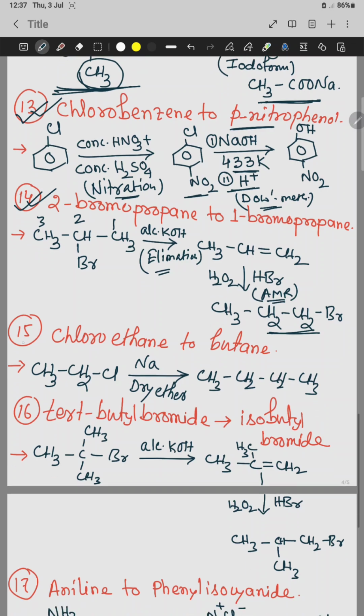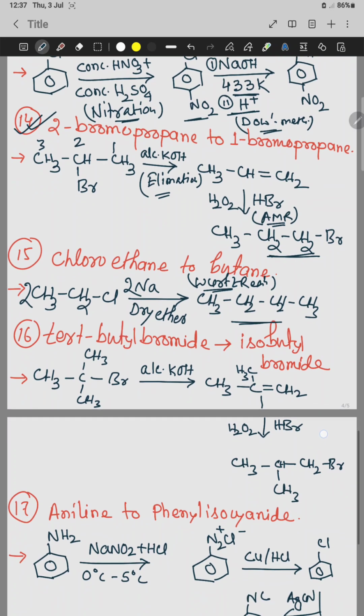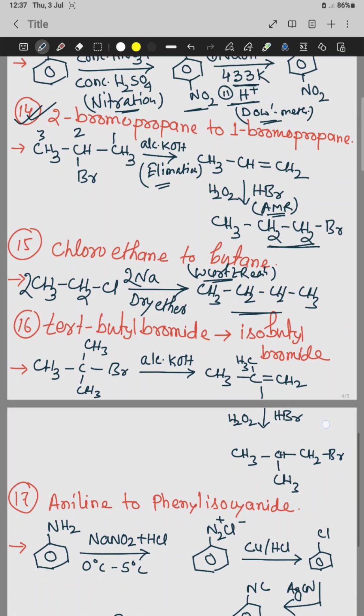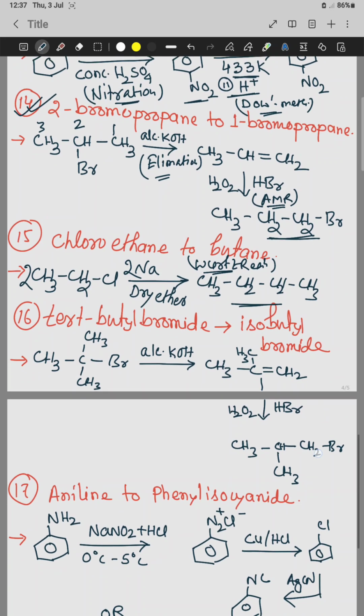Next one is chloroethane to butane. So chloroethane to butane, very easy. We use the Wurtz reaction. Just using the Wurtz reaction, we will get the product. You know this, in Wurtz reaction, 2 molecules of alkyl halide are required with 2 sodium atoms. So you remember this one, in Wurtz reaction 2 molecules are required, although in the questions maybe 1 molecule is given, but you have to remember that 2 molecules are required.